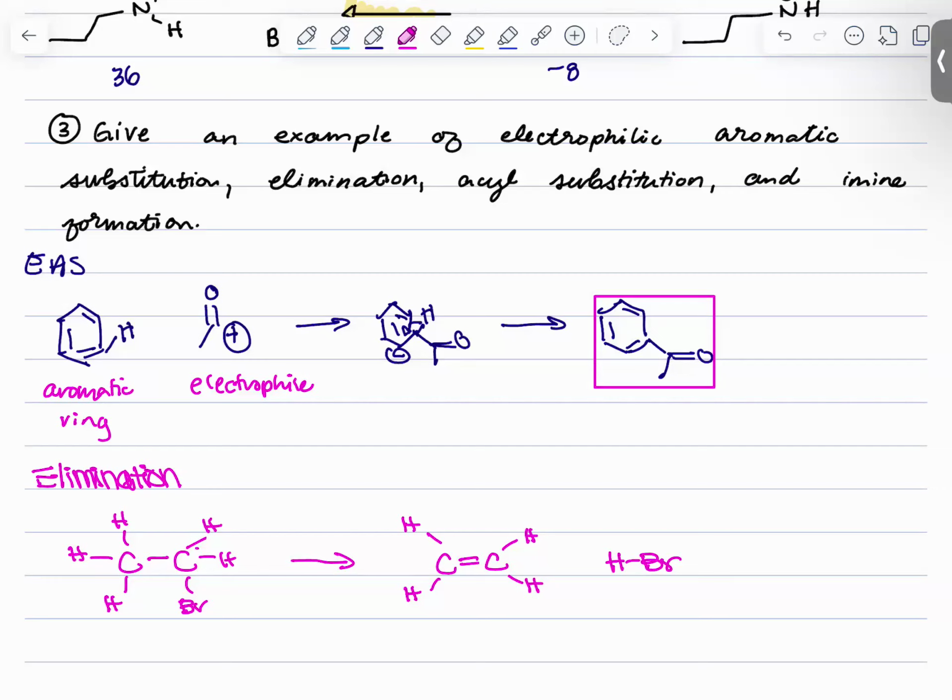We have a winner. We have a correct elimination reaction. So, elimination reaction. That's when you, what did we do here? Make a double bond.